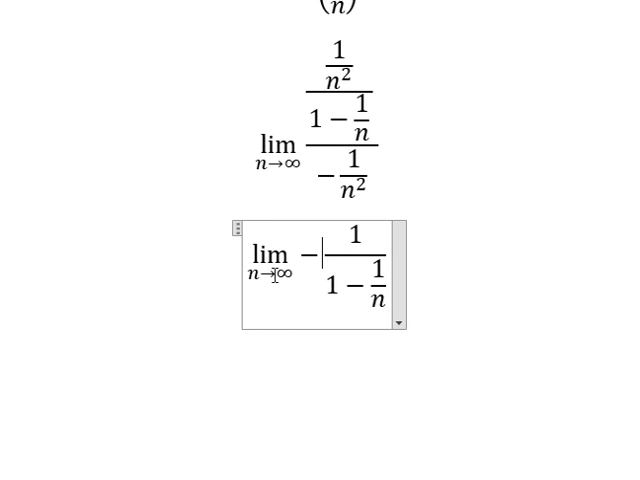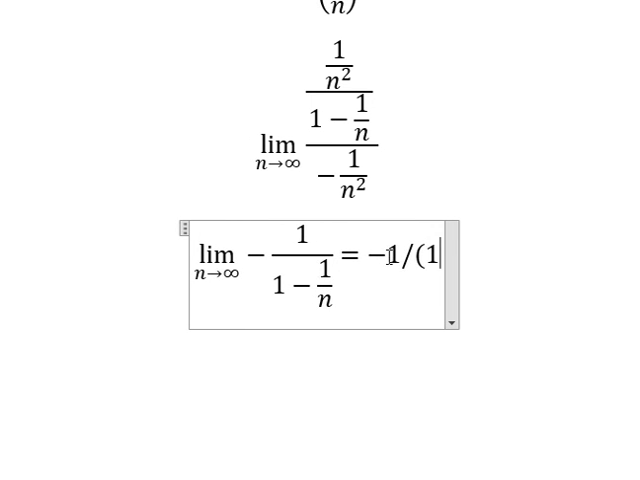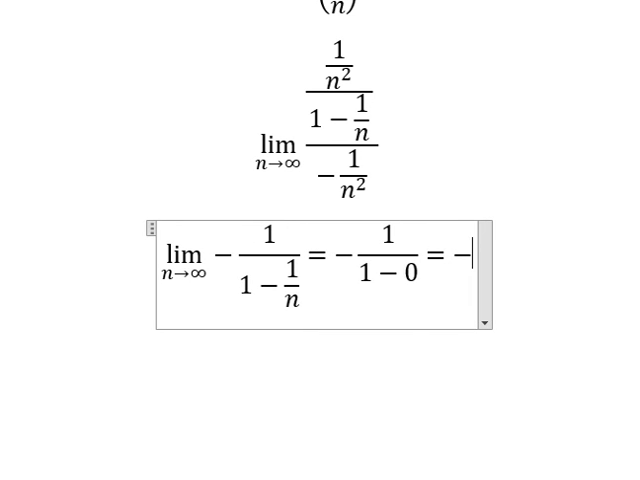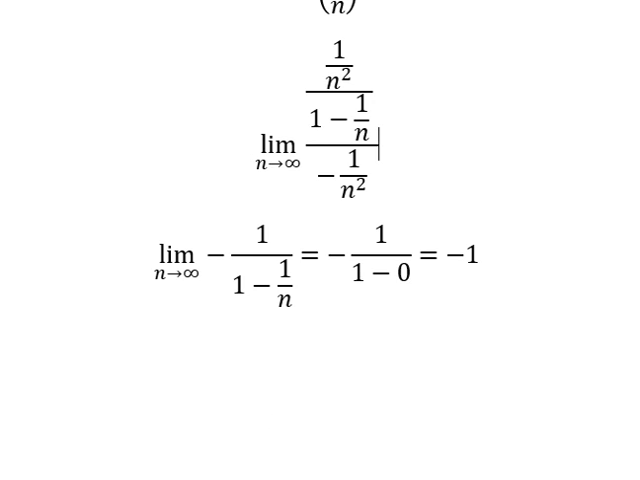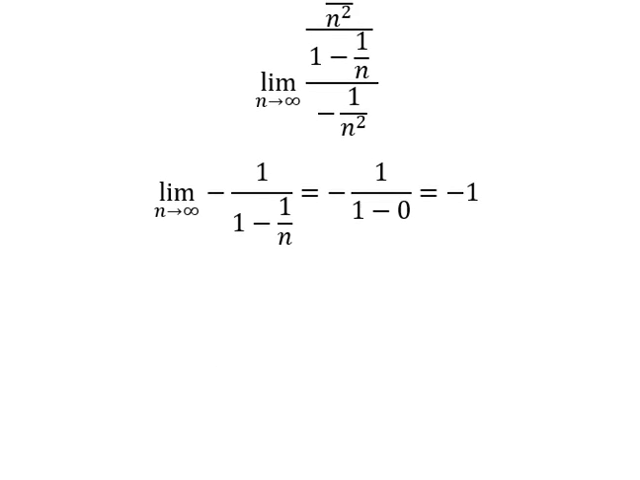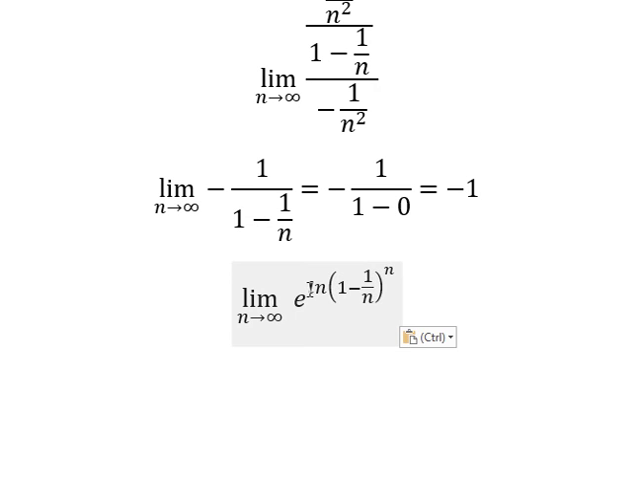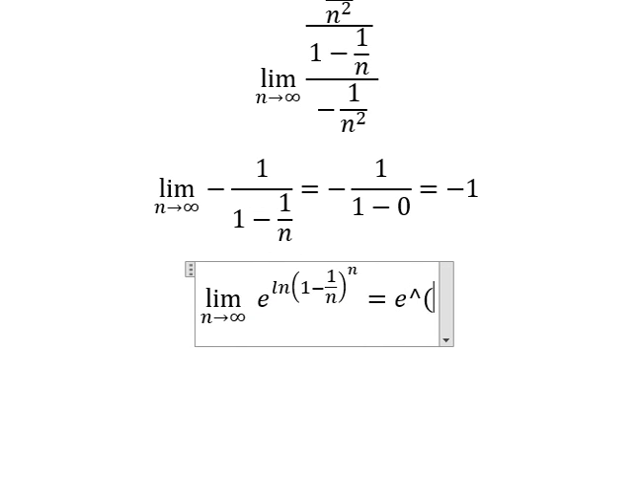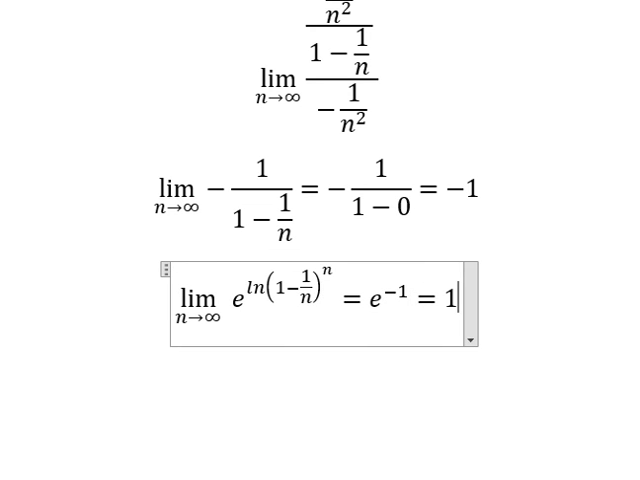So when n approaches positive infinity, this one you got 0. And we have negative number 1. So we need to go back in here. So this one in here, you got negative number 1. So we have e to the power of negative number 1. And we have 1 over e.